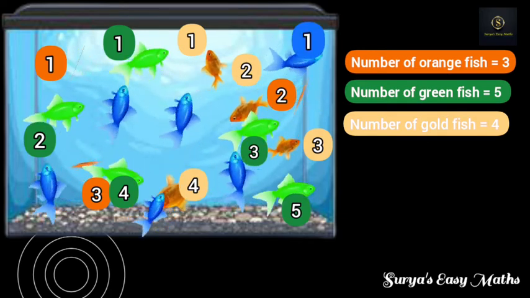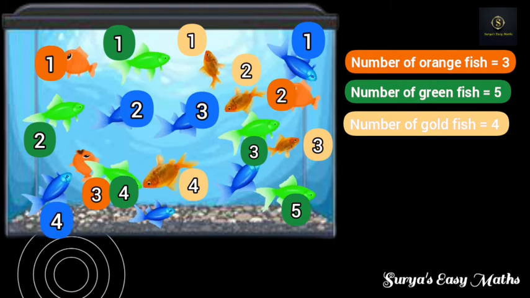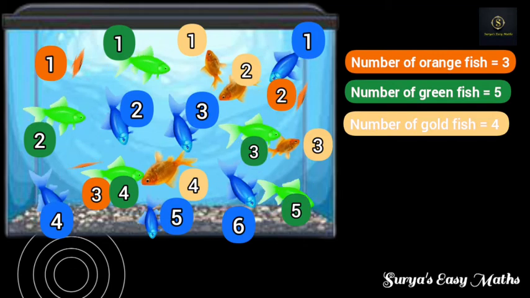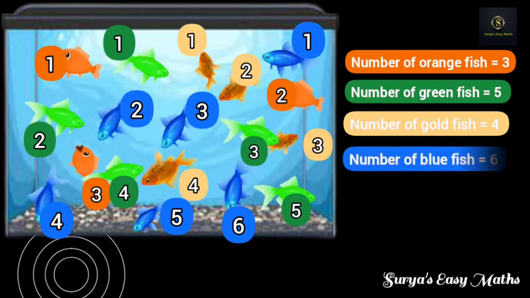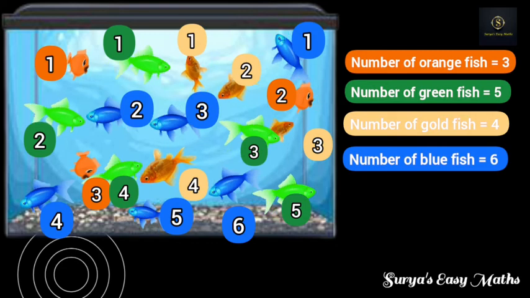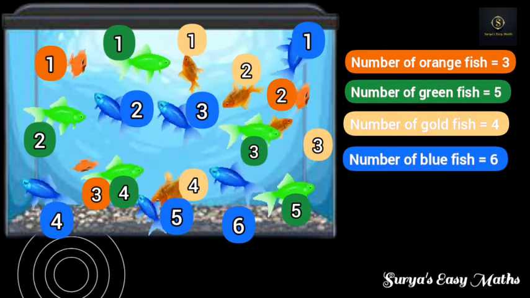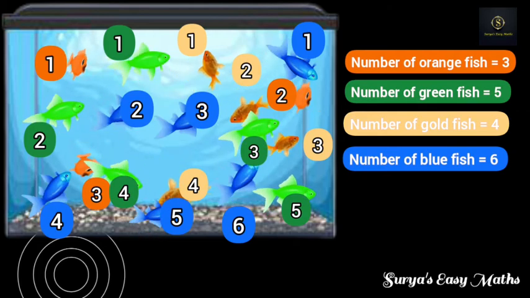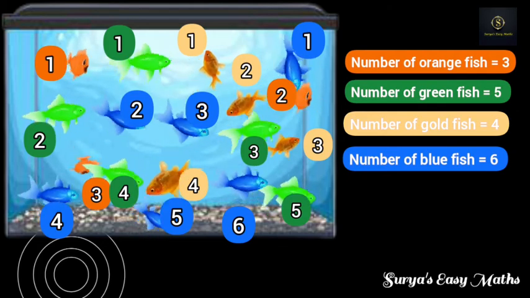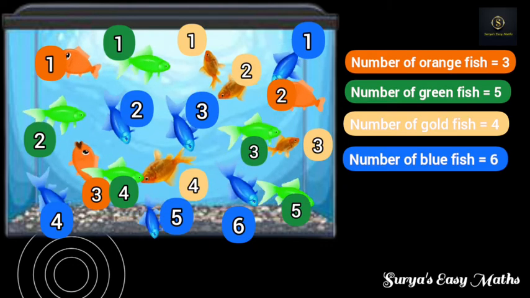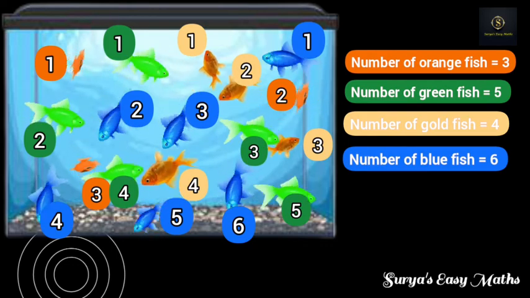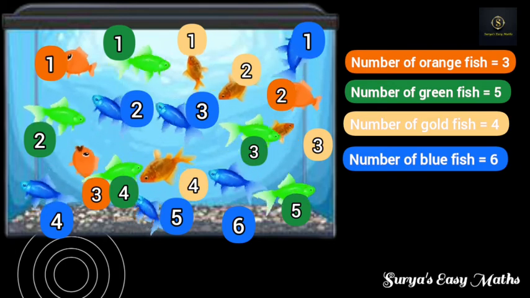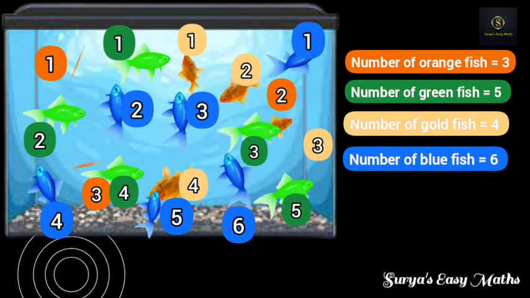So let's count 1, 2, 3, 4, 5 and 6. Therefore we write number of blue fish is equals to 6. So children, here we have done the collection of data by observing of data. It means children, what we have collected data in an aquarium. In an aquarium there are 3 orange fish, 5 green fish, 4 goldfish and 6 blue fish. So children, here we have collected the data.